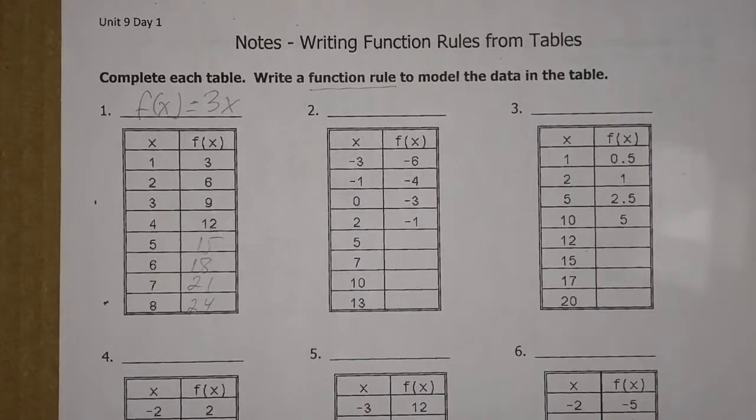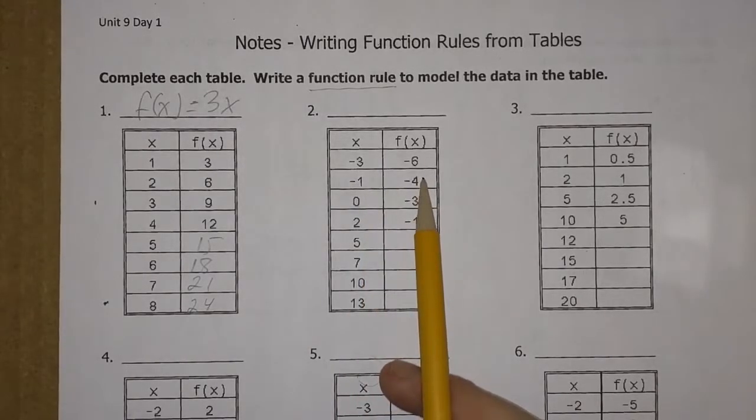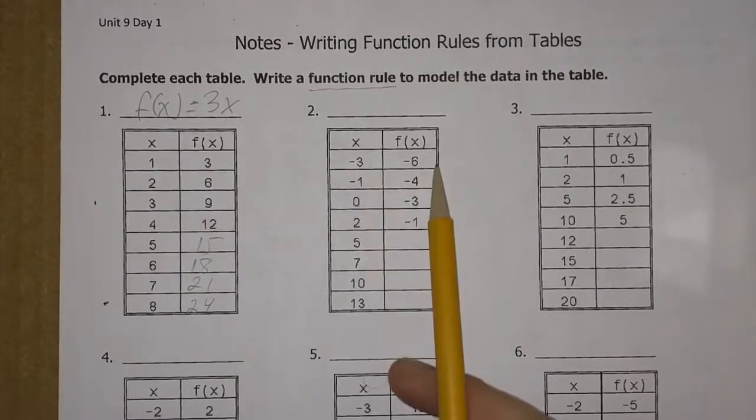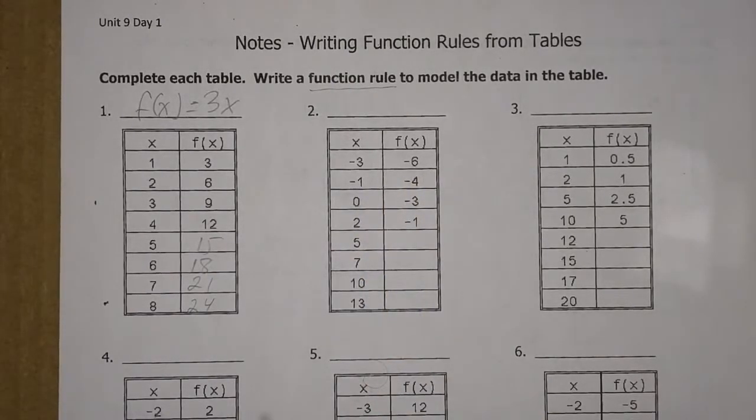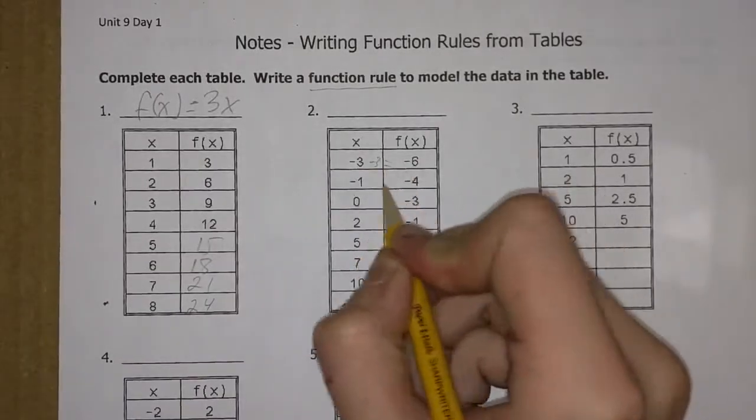Okay, let's try number 2. Again, the first thing I want to see is what could I add? So from -3 to -6, that's more like adding a negative, subtracting. Subtracting 3, it looks like. So let's see, will that work? If I subtract 3, so 3 minus 3 gives us that.